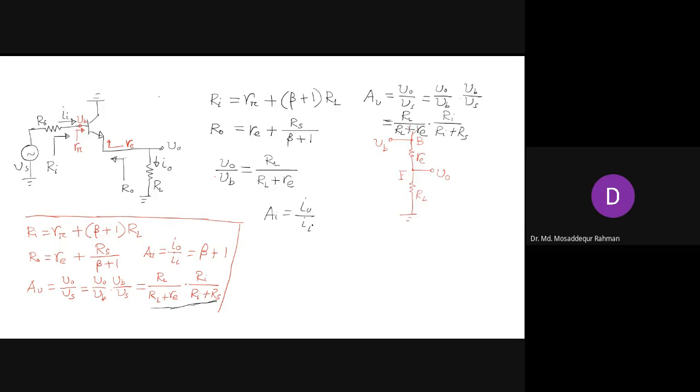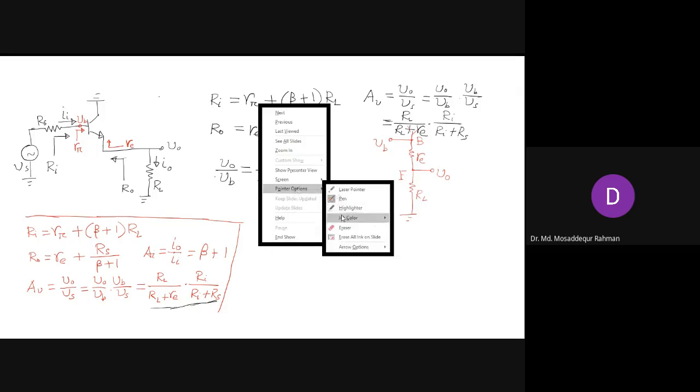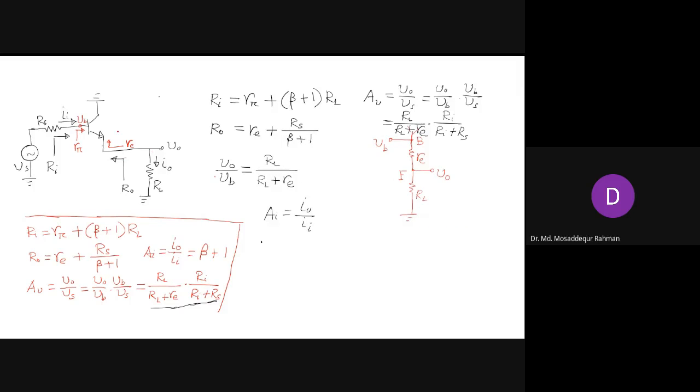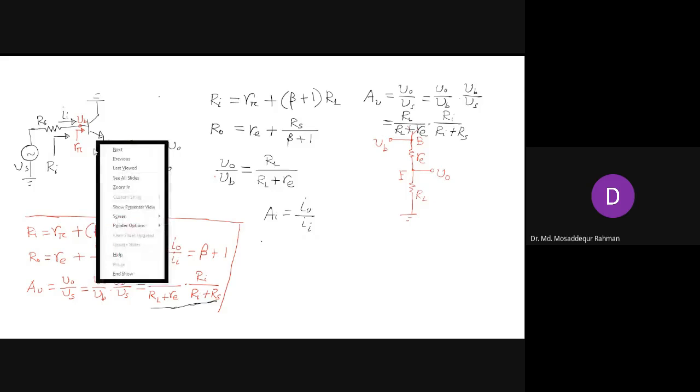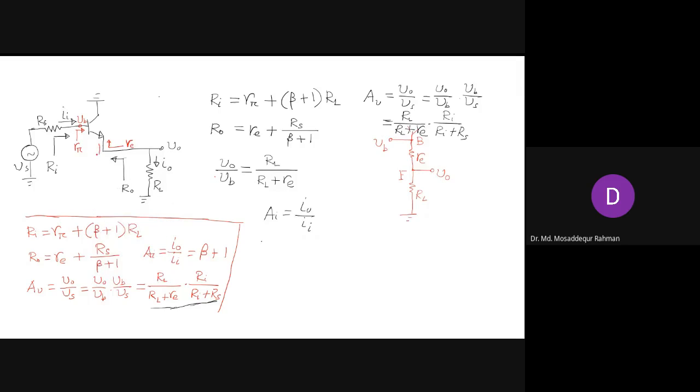I naught by II. I naught is the same as the emitter current. It's connected on the emitter side, and the current that is flowing here is our emitter current. Right? So I naught is IE, the emitter current, and II is our base current. And IE by IB is nothing but beta plus 1. So that is what we have, beta plus 1. Any question, guys? No question. Okay.